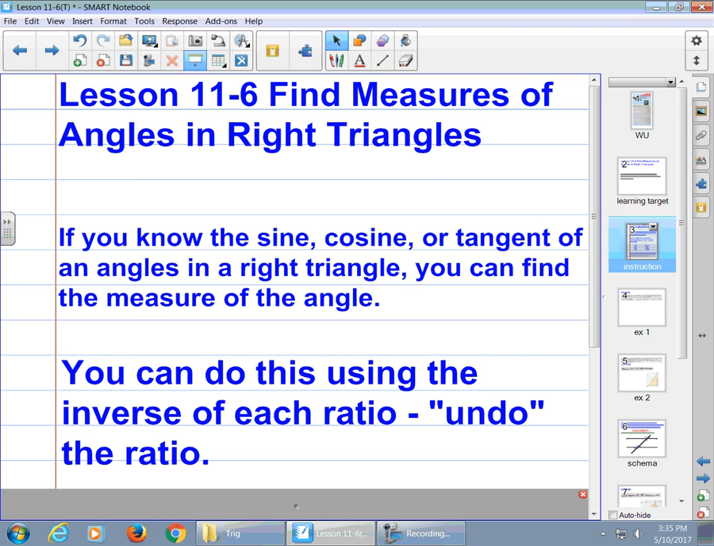Okay, so you want to make sure you have a calculator for today. There's the bell, that's annoying. Okay, so we're going to be using the inverse sine ratio, inverse cosine, and inverse tan ratio for your lesson today. So you will need a calculator, so make sure you get a calculator.